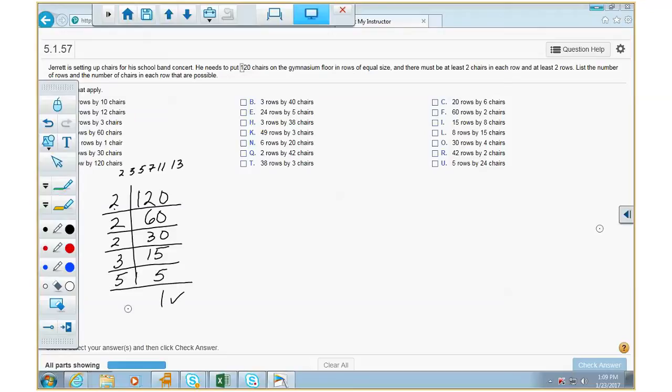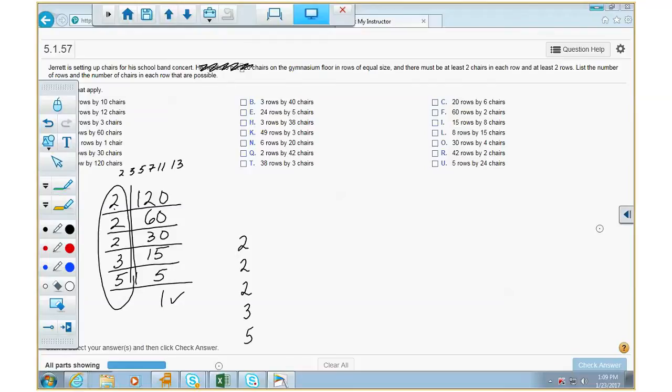Okay, so there's the prime factorization. 2 times 2 times 2 times 3 times 5. Okay? Now, that takes care of this.